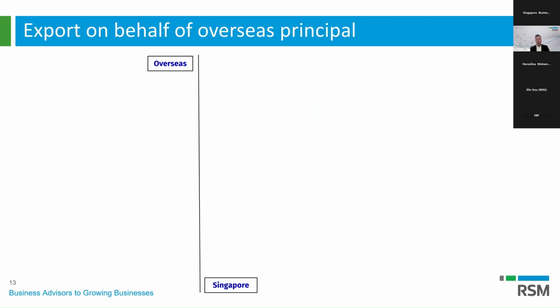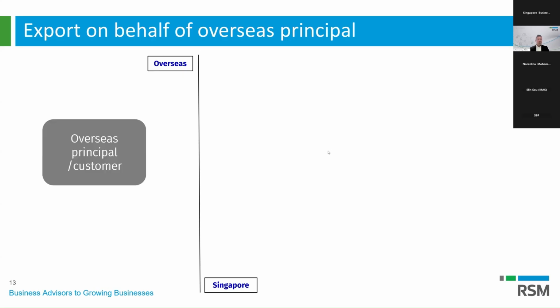Next, export on behalf of overseas principal. Again, there's also a very relevant question that was raised earlier on this, and I would like to quickly go into the illustration. No worries, you will have your chance to use the chat function. An overseas principal of your customer sends goods for value add or repair services to company B.